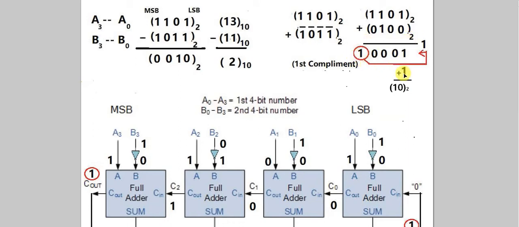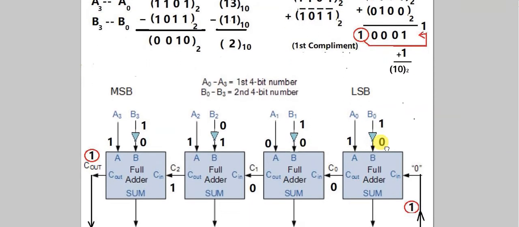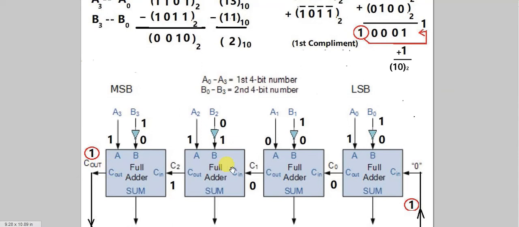Now let's apply that to the 2's complement method. We have the 1's complement: we complement the number and add the carry bit to the first bit. This is the procedure and the rule for that. So we again have 4 full adders.